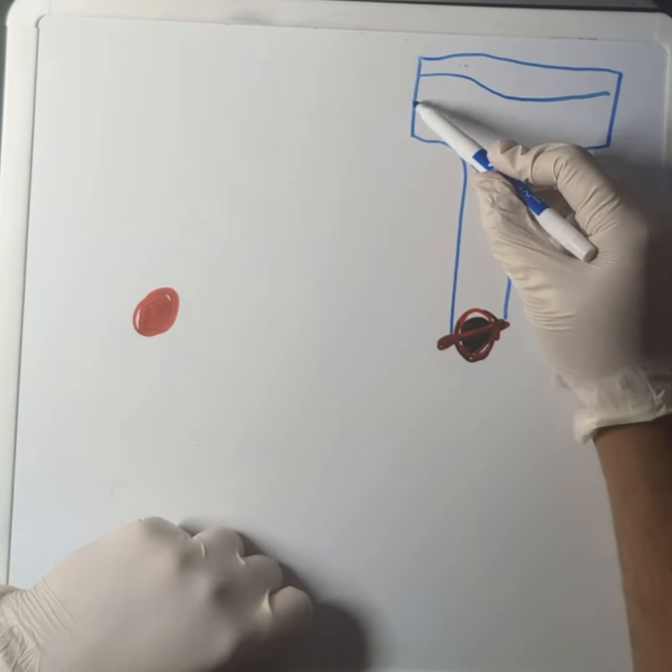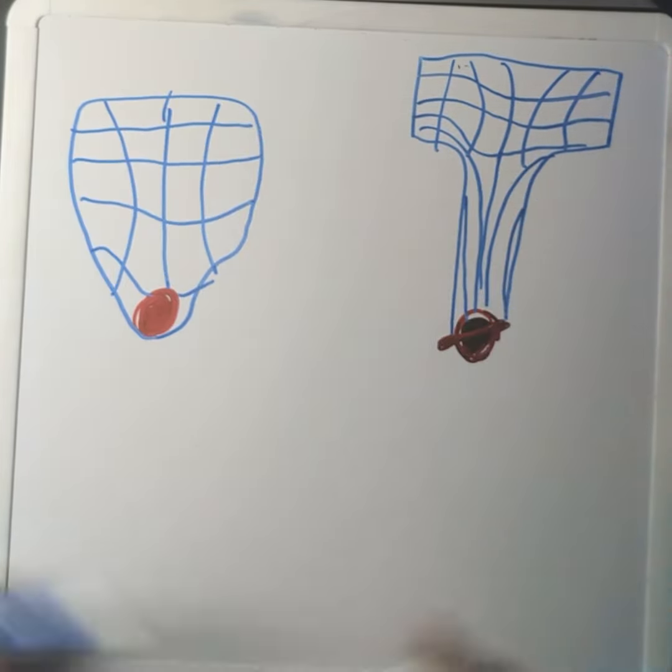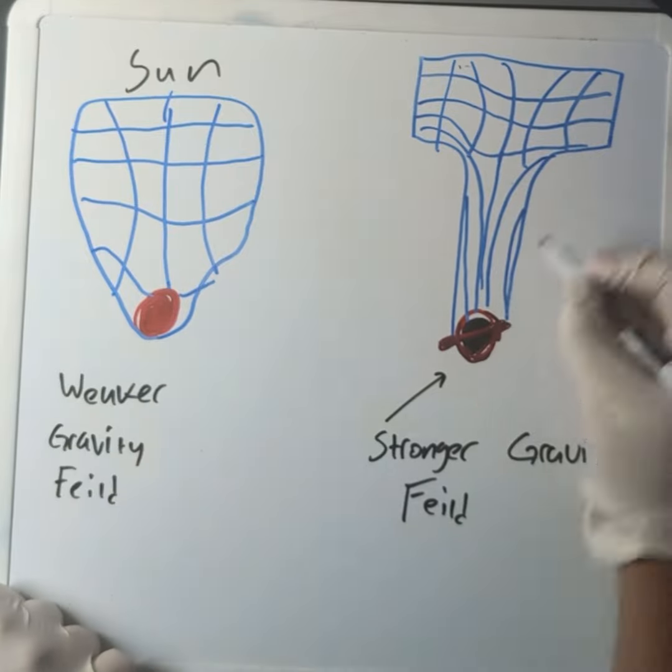This other diagram compares how the space-time is warped with a black hole compared to the sun. We can see that the black holes have way more mass and it has a stronger gravitational field.